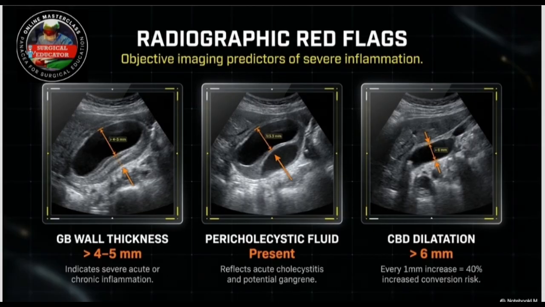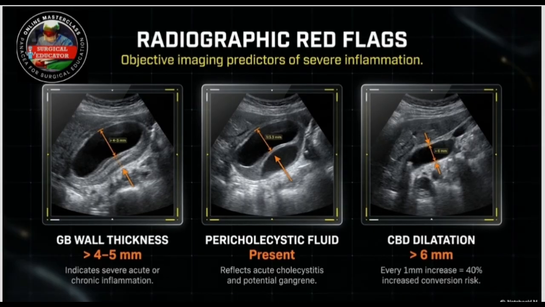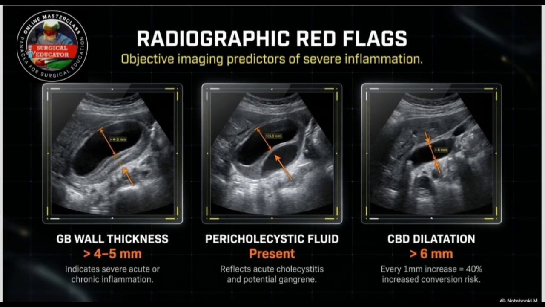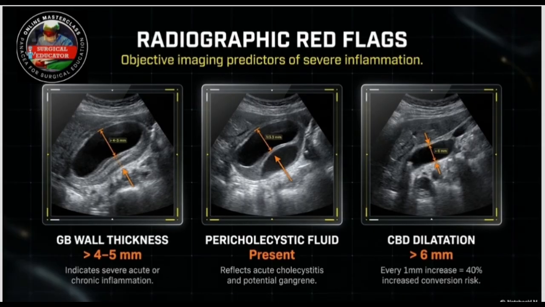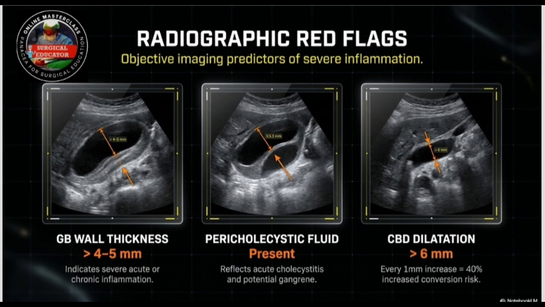But with inflammation, massive edema, fluid rushes in. A wall that measures 5 millimeters is profoundly swollen. It loses all pliability. It becomes stiff, heavy, and acts like a thick curtain obscuring the ductal anatomy beneath it. The second flag on the slide is pericholecystic fluid, fluid pooling physically around the outside of the gallbladder. A critical indicator of severity.